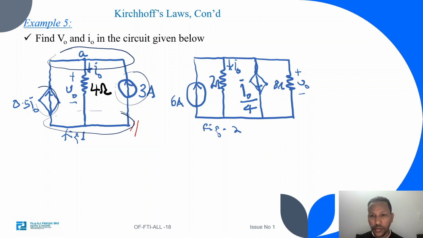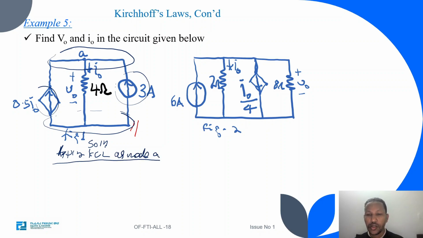These nodes are principal nodes because three elements are connected. When three or more elements are connected to a node, we call it a principal node. When only two elements are connected at a node, we call it a simple node. As you can see, this is a principal node. So let's apply KCL at node A.